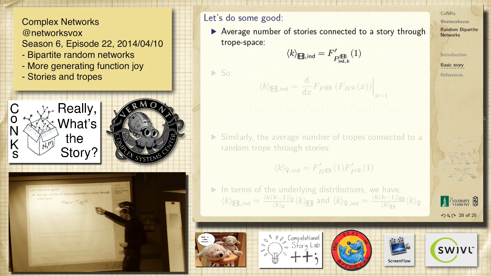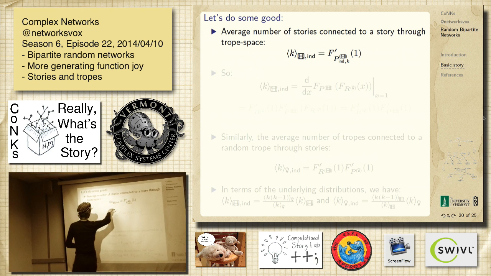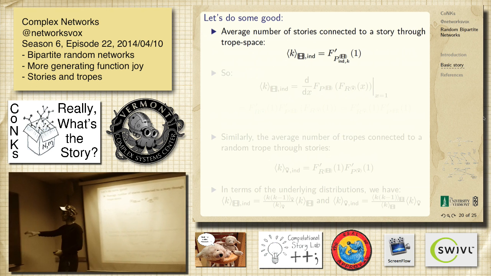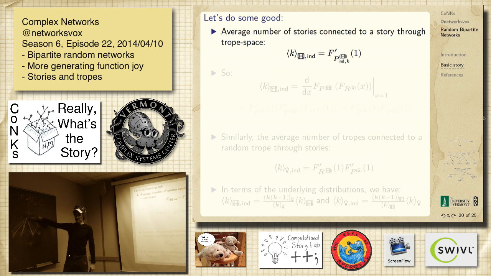Okay. So now we have an expression, right? And all of these things are in terms of really just the underlying degree distribution for the stories and the degree distribution for the tropes. That's all we're given, really. And they have to balance, but that's all we're given. From those, we create the R distributions for both of them, right? They're built out of those. And then we get the induced ones.